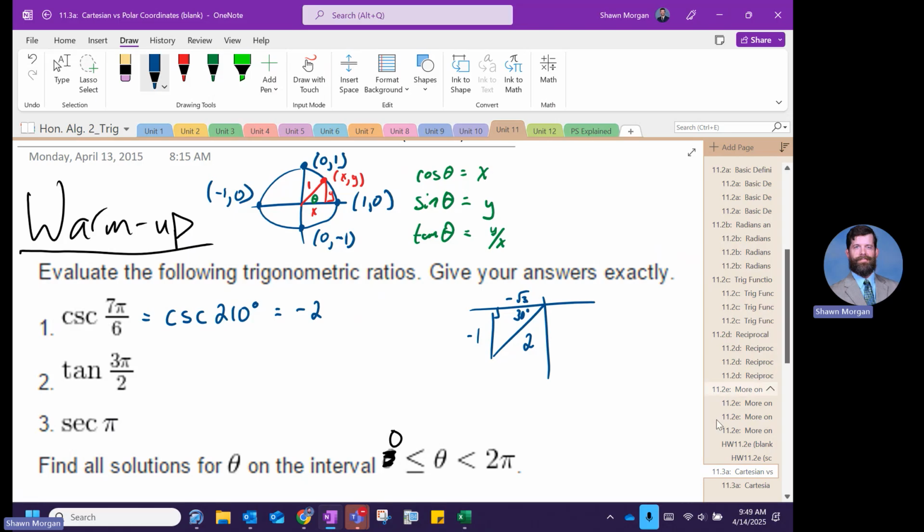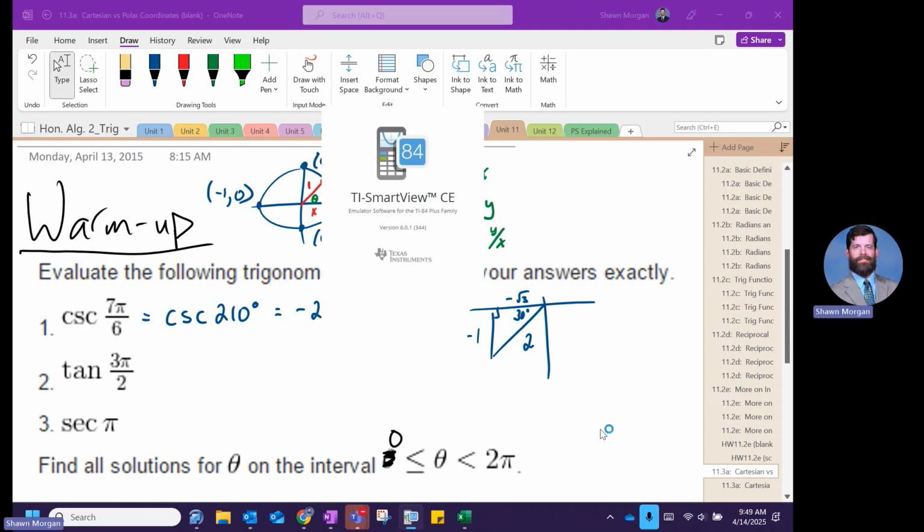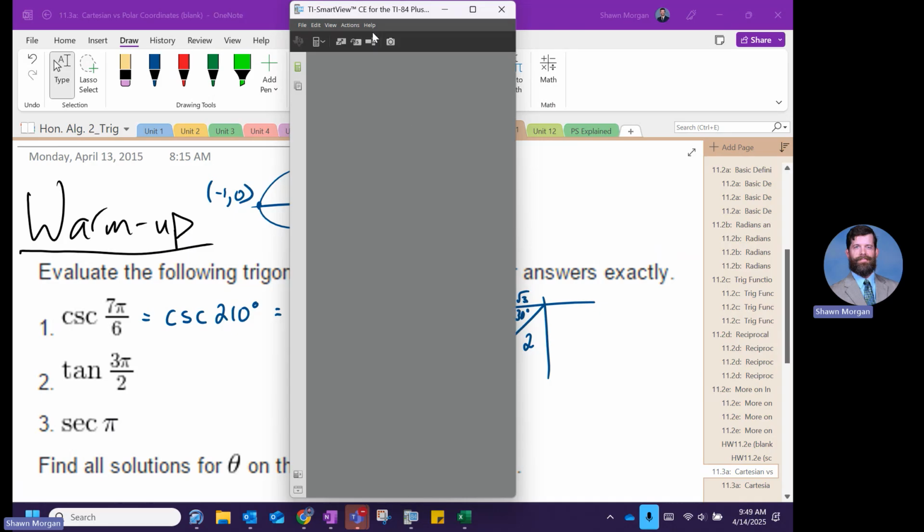There is not. What if I wanted to use my calculator to check that answer? I would do 1 over the sine of 7 pi over 6. What mode would I need to be in? If I said 7 pi over 6, I would need to be in radians mode. Or I would just need to put the little r up there.